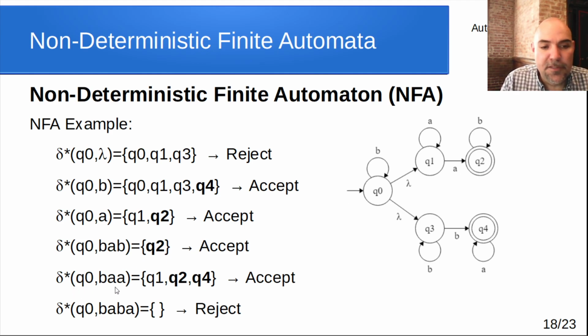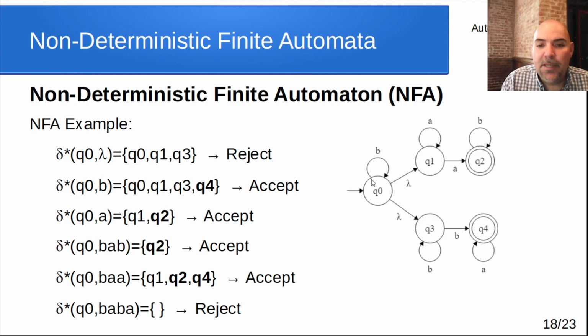Now, Q0 BAA. So B, we know, gets us to 0, 1, 3, and 4. And now we have an A, which gets us to 4, 1, and 2. And then another A keeps us in 4 or in 1 or in 2. So it's going to be 1, 2, 4. Two of those are final, but since all that matters is that one is final, we accept.